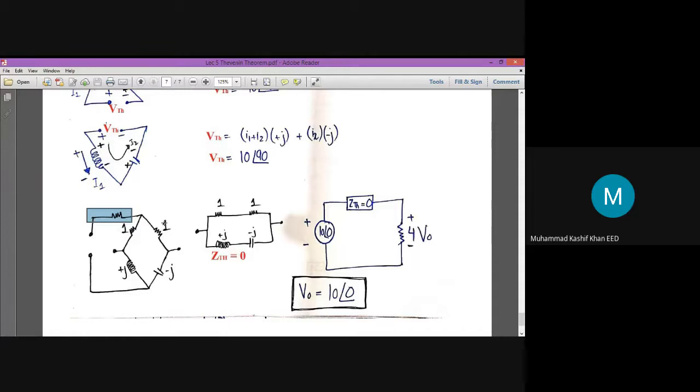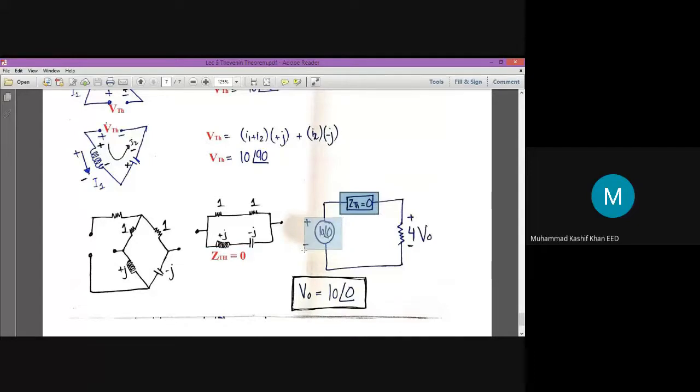This portion I have redrawn as this one. Now you will find out the Thevenin equivalent impedance with the help of these two branches. This 1 and 1 ohm resistor are in series with one another, and this inductor and this capacitor are also in series. But in this case, this plus J and minus J are giving us an equivalent of 0. So for this particular circuit, the Thevenin impedance is 0. In this circuit, there will be no Thevenin impedance.